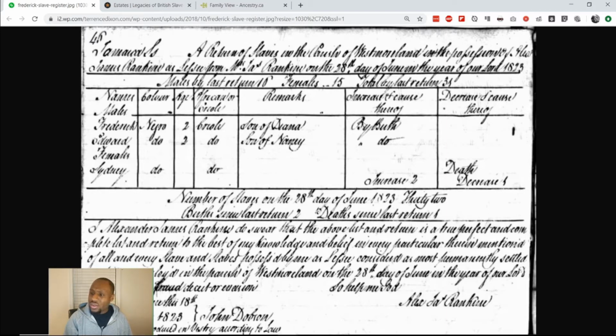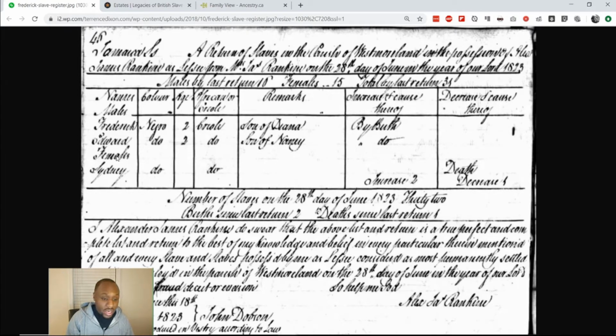And the reason for increase was by birth. So he was born, and that's why there's an increase in the slave population on this plantation. If it was a decrease, they would say the reason for decrease. So that's my ancestor. Another child was born around that same time. His name was Edward, and he was also Negro. He was 2. He was also Creole, and he's the son of Nanny, another slave on the plantation. And the reason for the increase is by birth also.